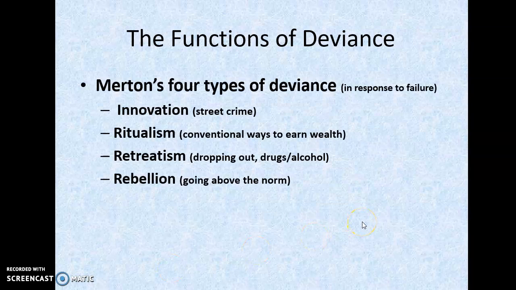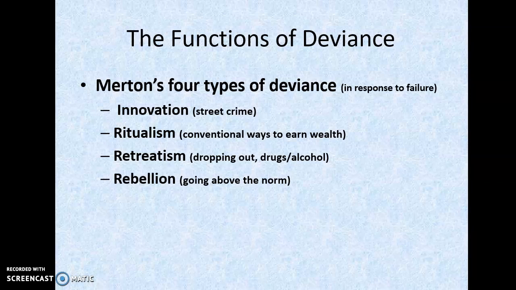All right, according to Merton, there's four different types of deviance. There's the innovator who is looking to make money. So street crime, gang crime, selling drugs, prostitution. Innovation is all about making money. You don't innovate if you just start killing people, that's something else. Innovators, like I said, are making dollars.